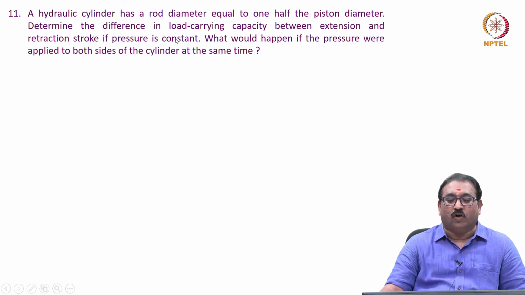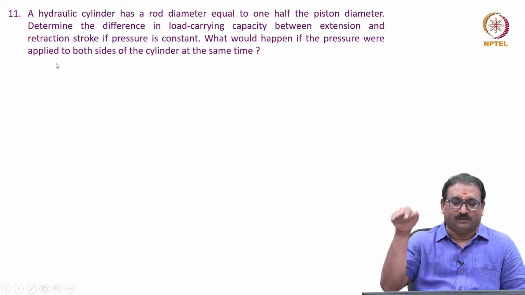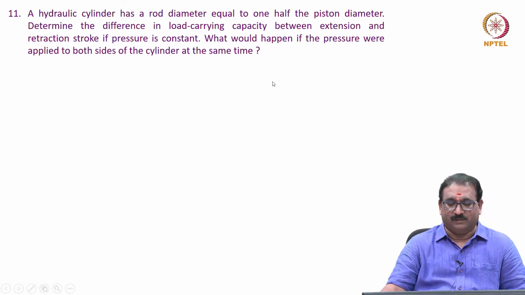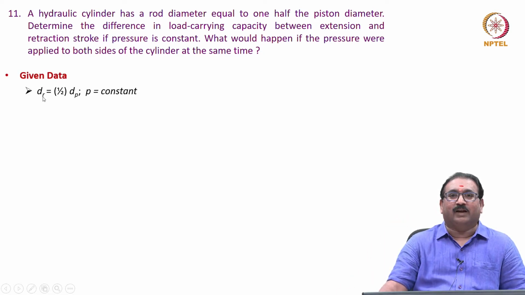If pressure is constant, what would happen if the pressure were applied to both sides of the cylinder at the same time? You will see here many hidden data are there, everything is given here. Pressure is given, diameter of the piston is given, diameter of the piston rod is given, but in terms of sentences, so be very careful. Now the rod diameter is half the dP, then p equal to constant.